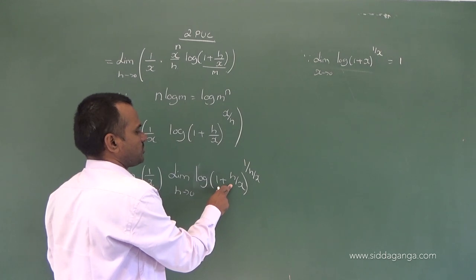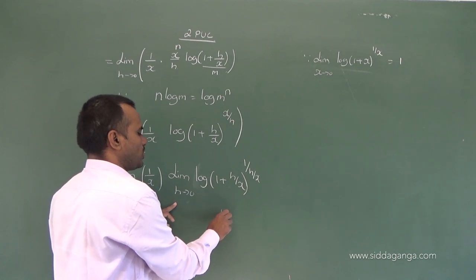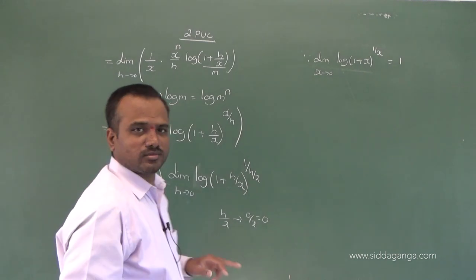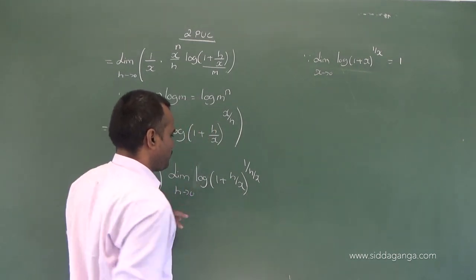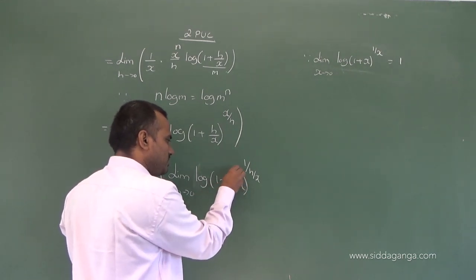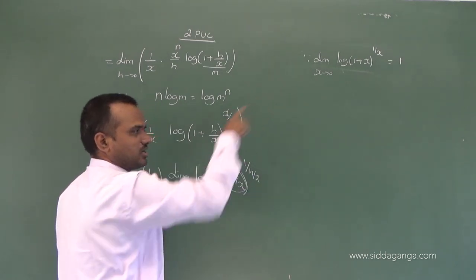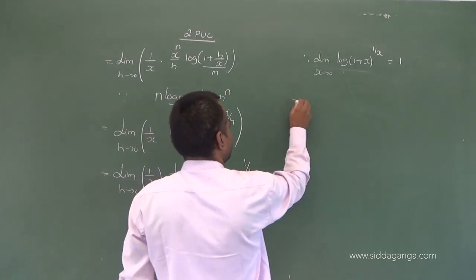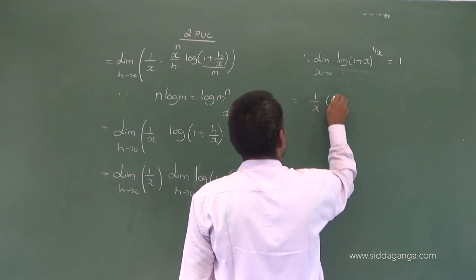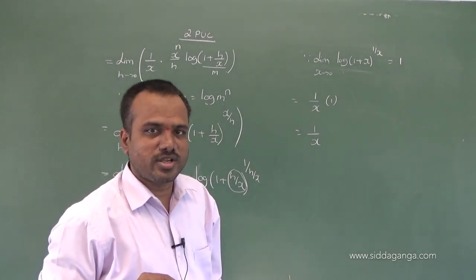See, observe here: as h tends to 0, no doubt h by x also tends to 0, since x is fixed, so it is not affected. Compare this one: I treat this complete term as x. The answer is 1. Here h is not there, so write 1 by x into 1. So the answer is 1 by x.